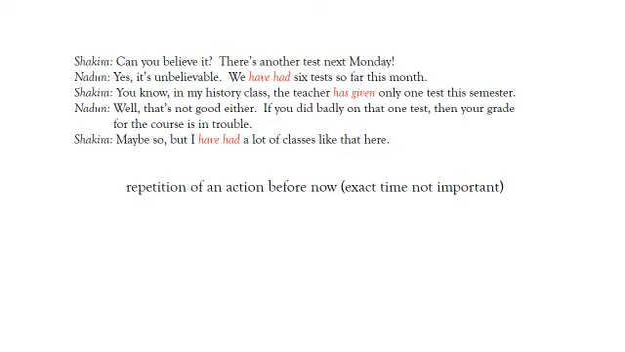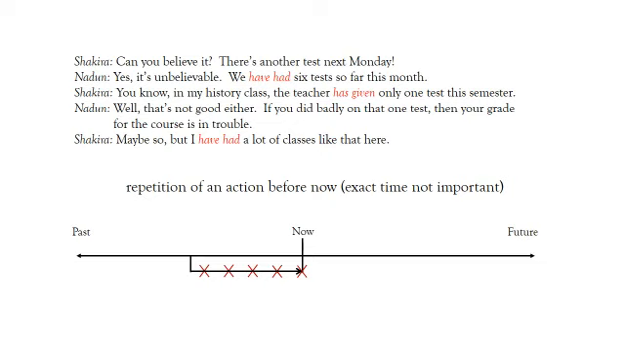And the focus is on the repetition of an action before the present moment. And the exact point in time at which this action happened is not important. So on the diagram, it started happening at some point in the past. The beginning time, the starting point, is not very important. What is important is the fact that this has been happening over a period of time until now. In the first instance, we are talking about the 6th test. So in a series of tests, this is the 6th test. When the first one happened is not important. What we are looking at is the fact that there have been 6 tests so far.